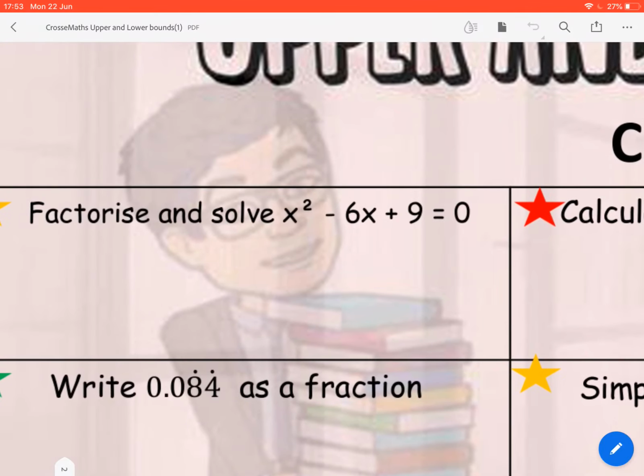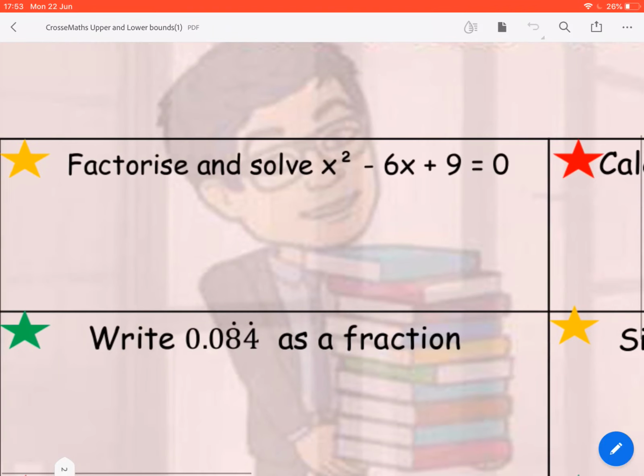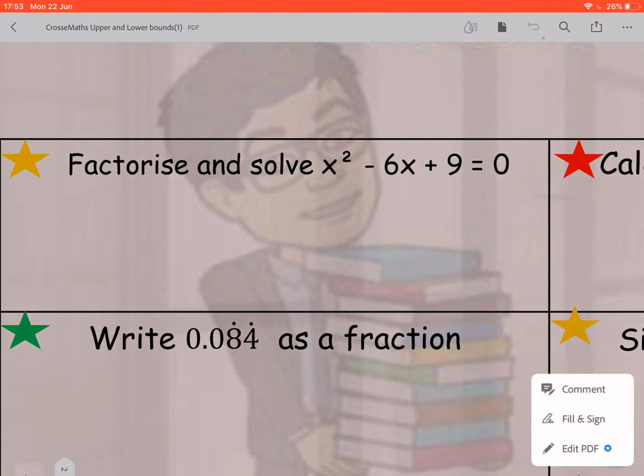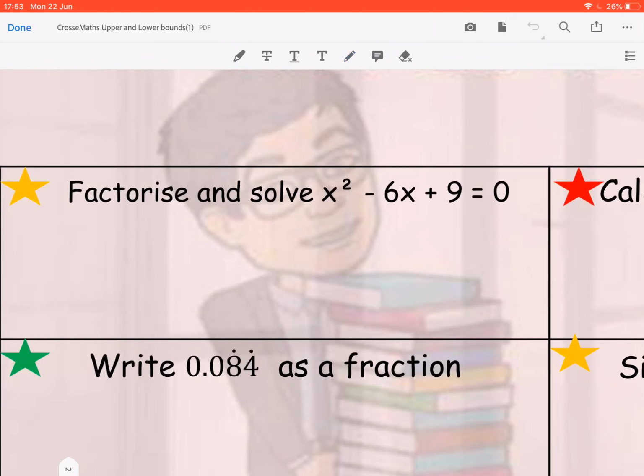So I'm just going to go through each one individually, okay? It doesn't matter how long it takes you, just take your time with questions like this, okay? That's why I'm doing it this way, because it's better for you, because you get more time to do each question. Now the first one, okay? I've got a little bit of factorising and solving. It means factorise it into a double bracket.